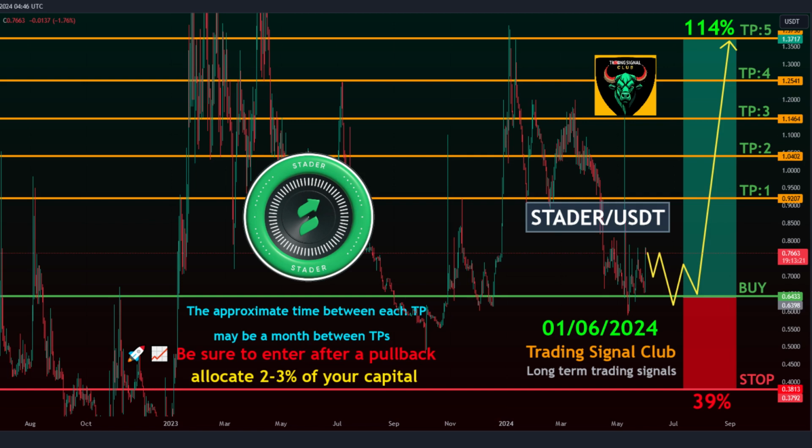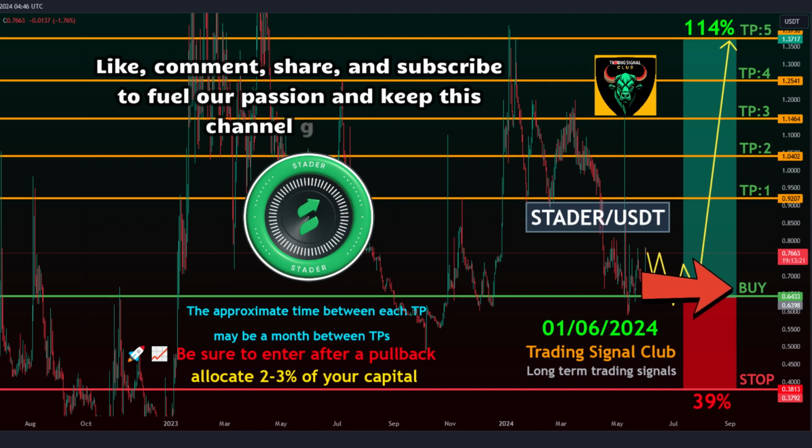Trading style: spot. Target time frame: around 1 month between take profits, TPs. Entry levels: 0.6433 to 0.7500.